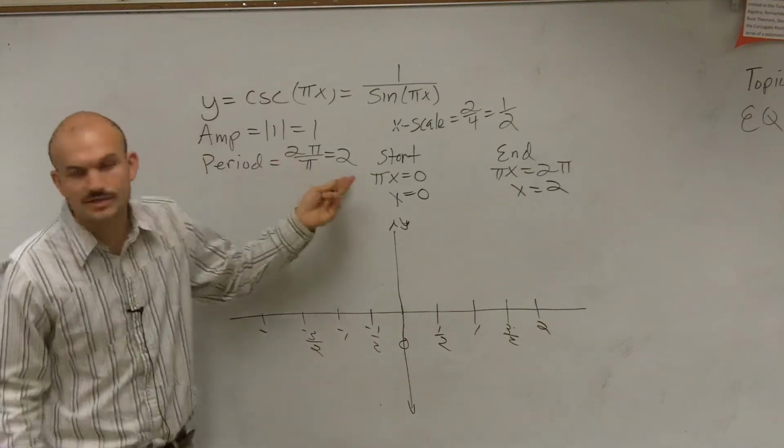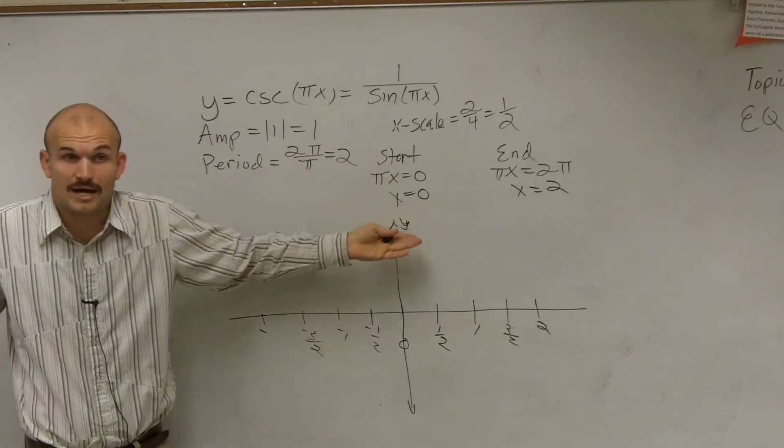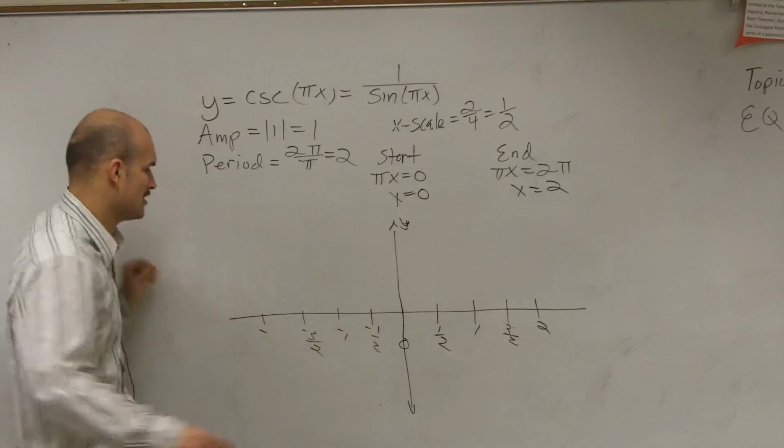No, because remember, our period is 2. When I did 2 pi divided by pi, I don't have a pi. Pi is not a part of my scale anymore.